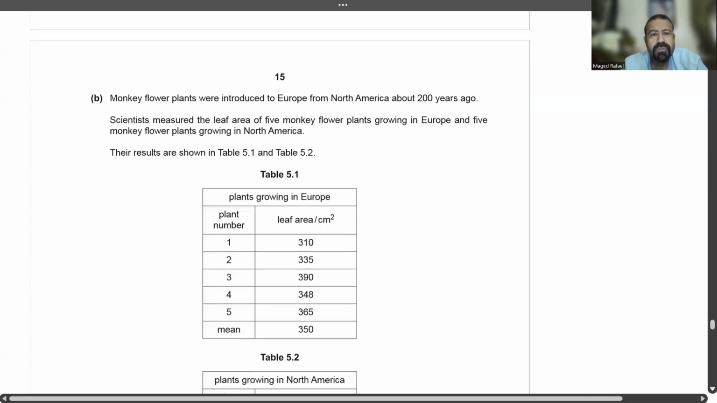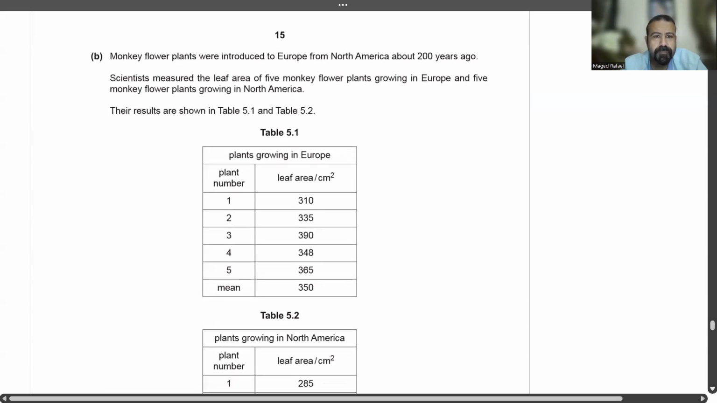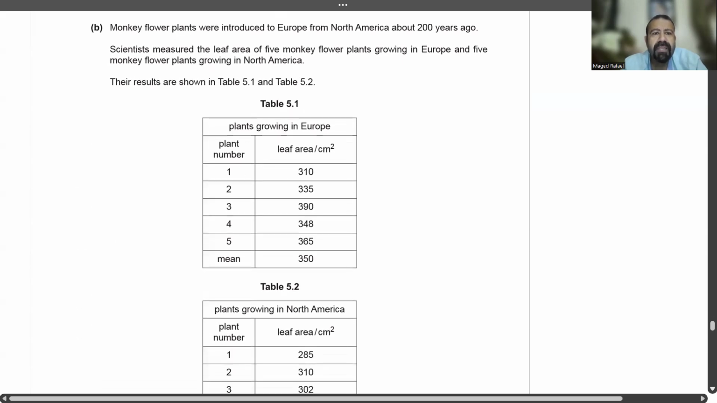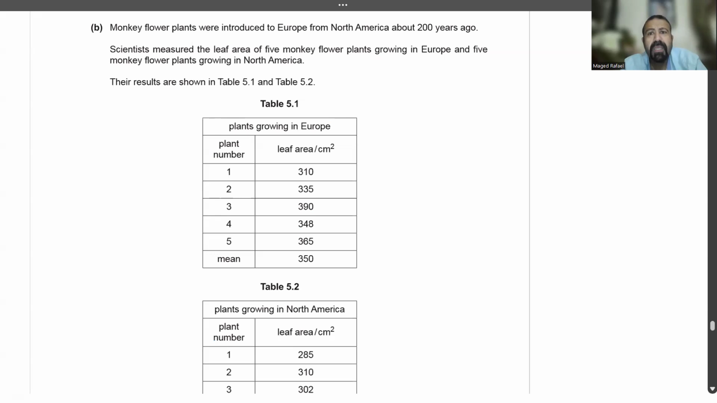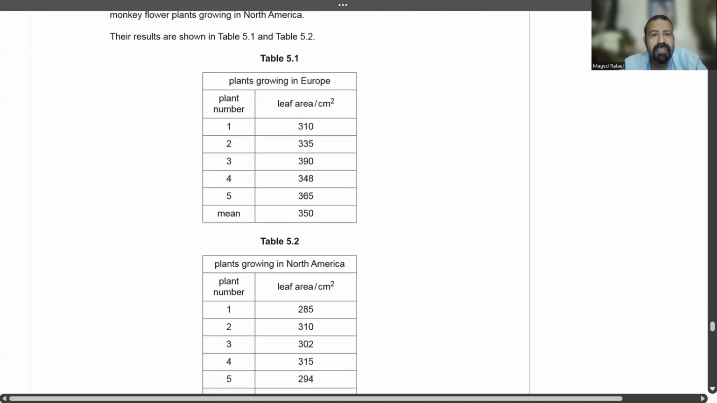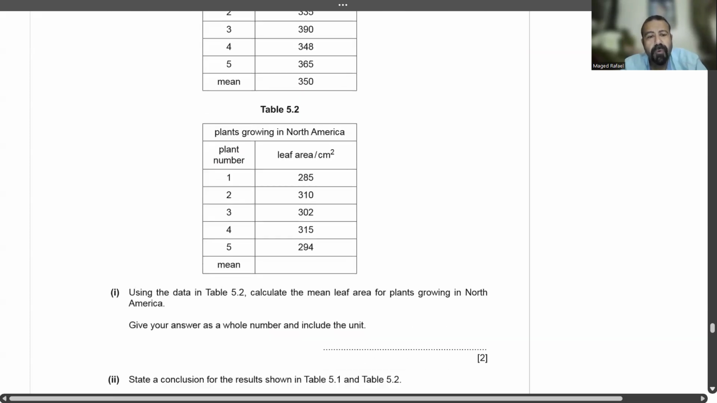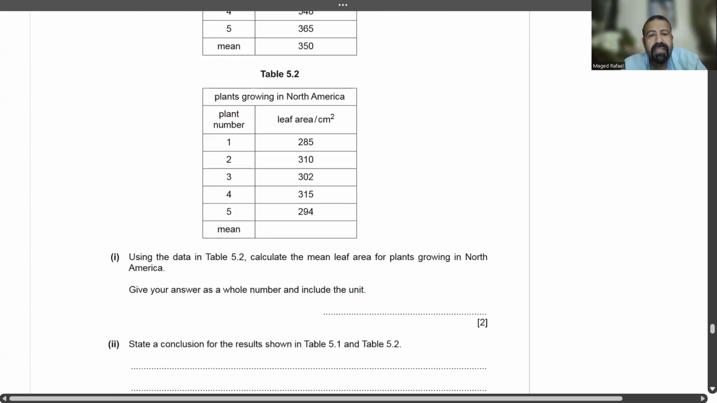Okay, let's go to B. This is a comparison between a leaf area of 5 monkey flower plants growing in Europe with 5 monkey plants growing in North America, and he's giving you the plant number and the mean of the leaf area per centimeter square for both, and he wants you to calculate the mean.